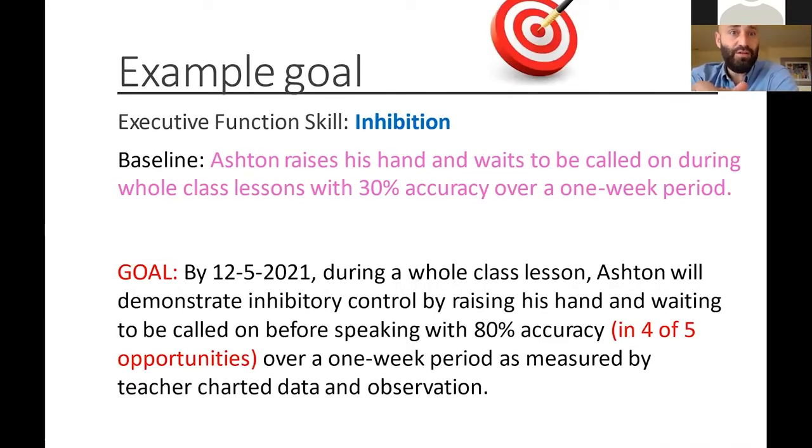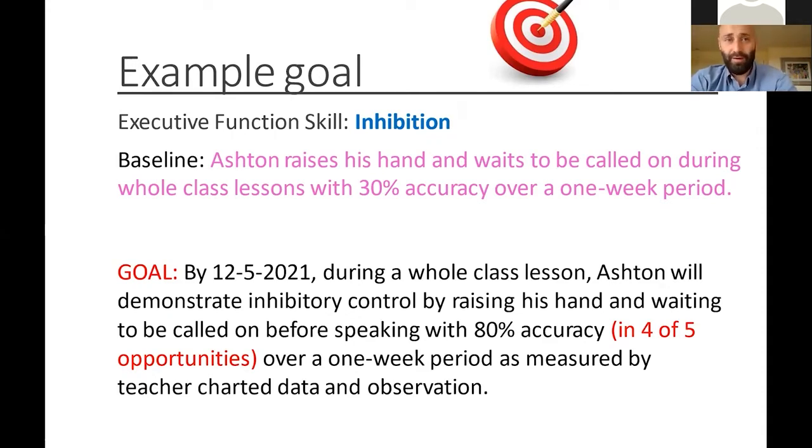The executive functioning skill that we need to work on is inhibition. Ashton raises his hand and waits to be called on during a whole class period with 30% accuracy over a 1 week period. So in this case, I was just monitoring for a 1 week period.